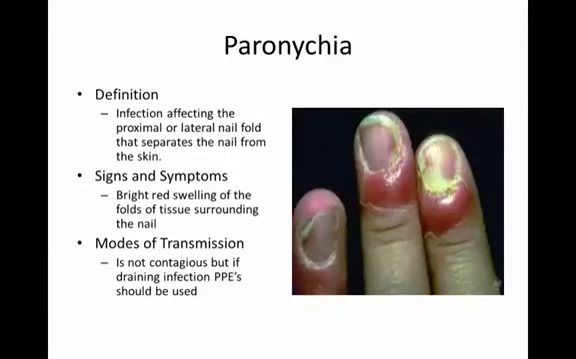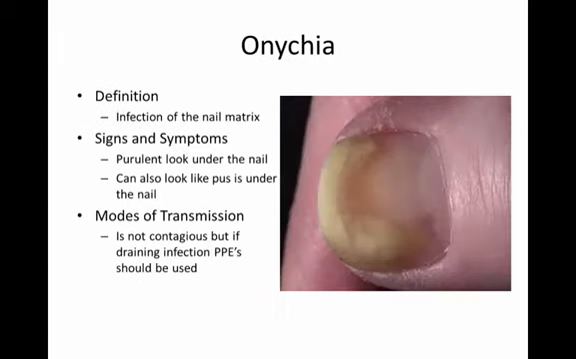A paronychia is an infection affecting the proximal and lateral nail fold that separates the nail from the skin. Signs and symptoms include bright red swelling in the folds of the tissue surrounding the nail. Paronychias are not contagious, but if they are draining, personal protective equipment should be used.